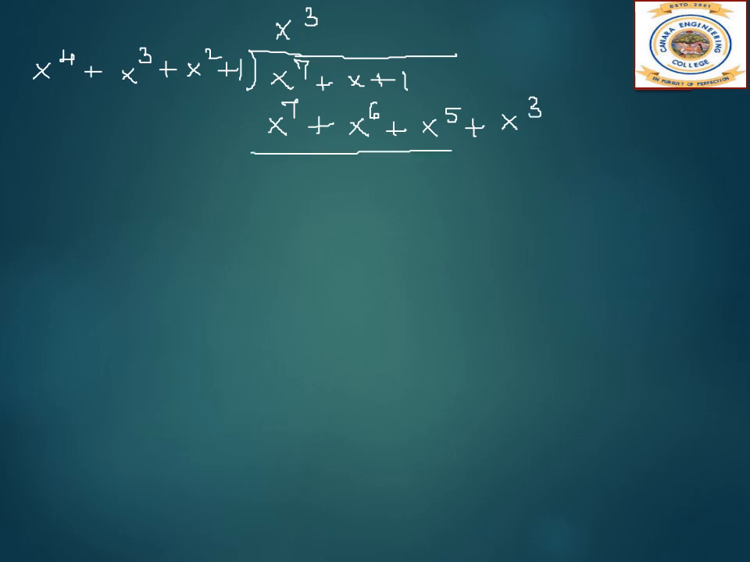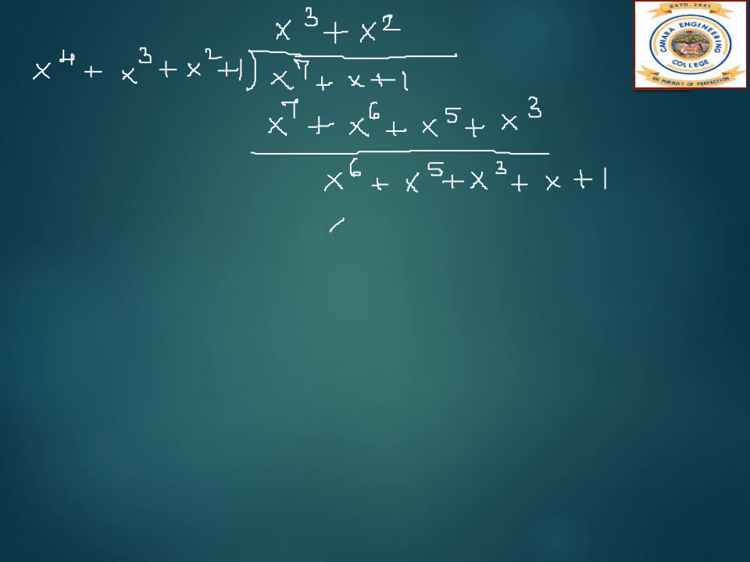Addition and subtraction are the same again. So what do we get here? We get x to the power 6 plus x to the power 5 plus x cube plus x plus 1. This still has degree not smaller than the divisor's, x to the power 4, so I can divide further. So next we take plus x square.